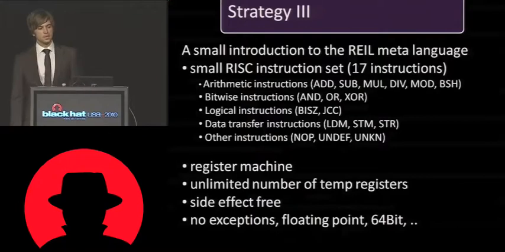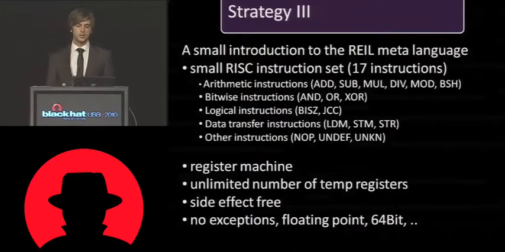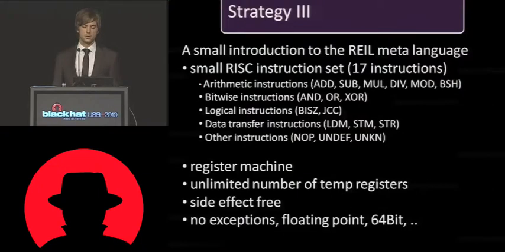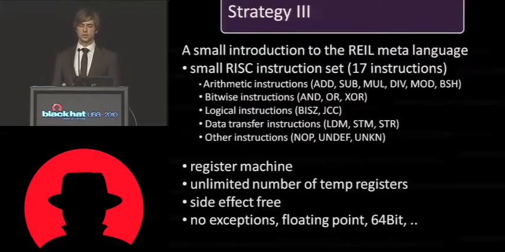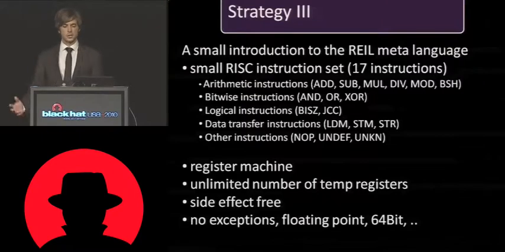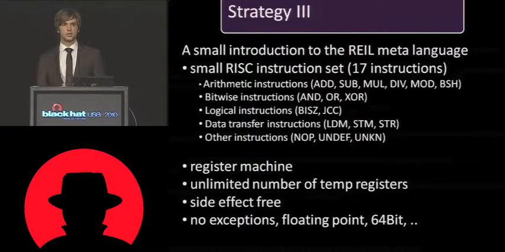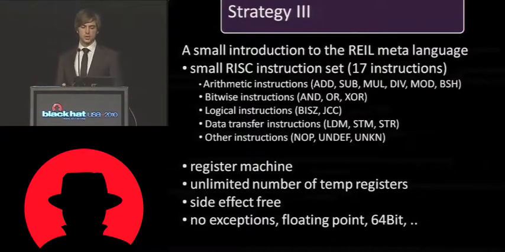I think arithmetic and bitwise are self-explanatory, but for the logical instructions you see here, the first one is byte is 0, so that you can check whether there is a 0 in a register or not. The other one is the conditional jump instruction. Then data transfer instructions: we have a load from memory, a store to memory, and a store from register to register. And other instructions like NOP, UNDEF, and unknown.